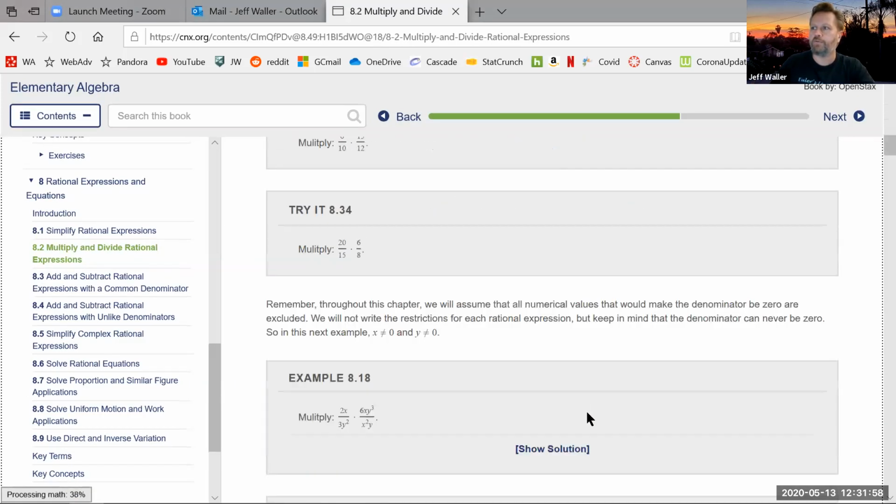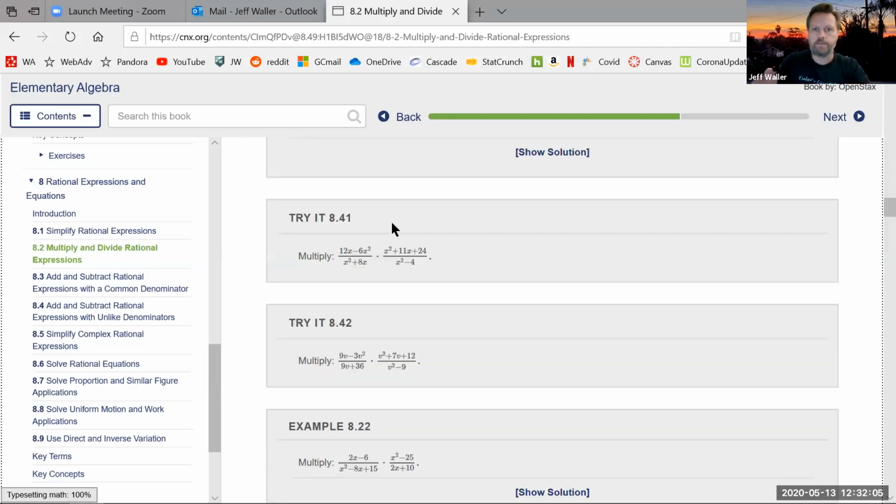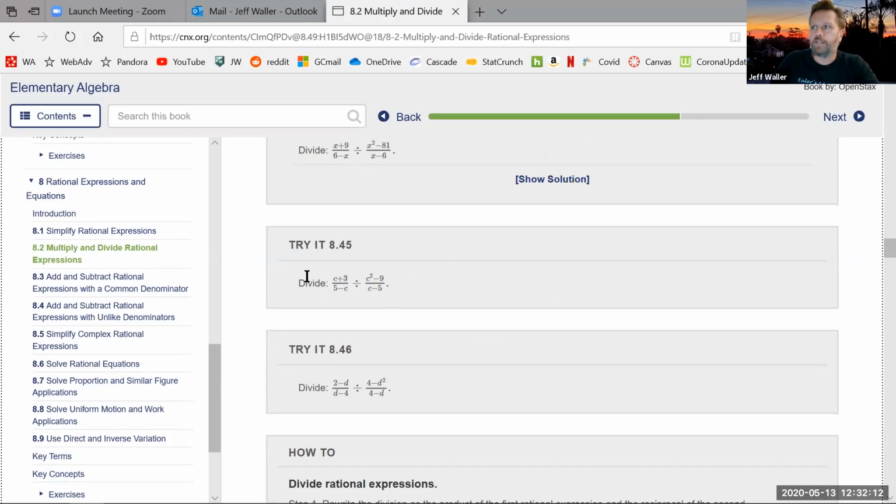And it's on section 8.2, which is really just the next natural extension of that, which is to have a couple fractions in a row, like this guy. So you still factor everything, see what cancels. It's basically the same idea. That's why those two really should be one section. And of course, you also have division in there.